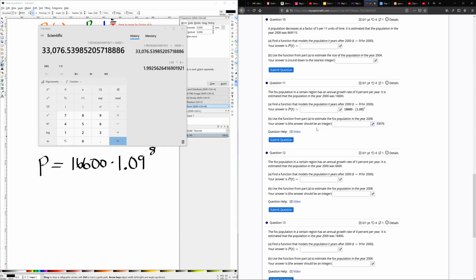So this is how you do these three types of problems. Hopefully this is easy and you guys don't have any issue with it.